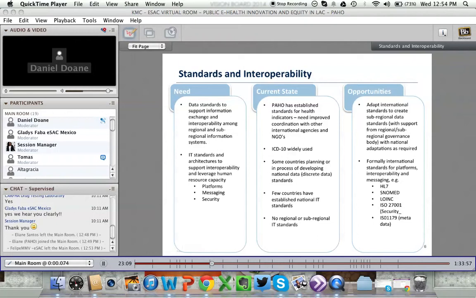Similarly, the development of IT standards and architectures to support that interoperability is going to be important, that is, the development of standards for platforms, for messaging, for security, things like that.